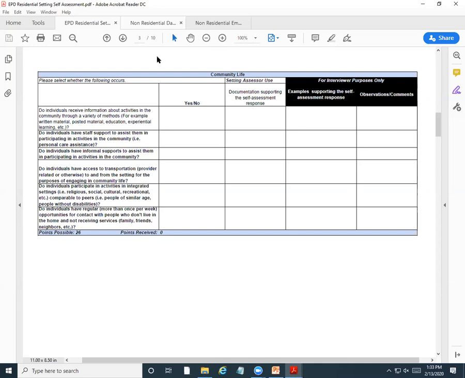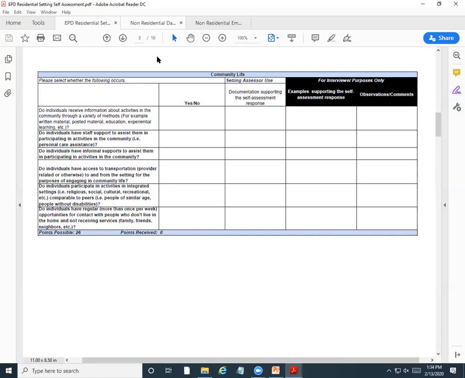For our bolded heightened scrutiny questions, I hate to call them that, but it's really just an indicator for us. Do individuals have staff support to assist them in participating in activities in the community? Do individuals have informal supports to assist them in participating in activities in the community? Basically, if these members want to get out into the community and they need support, how is that team coming together to support that member and figure out who can offer that service?